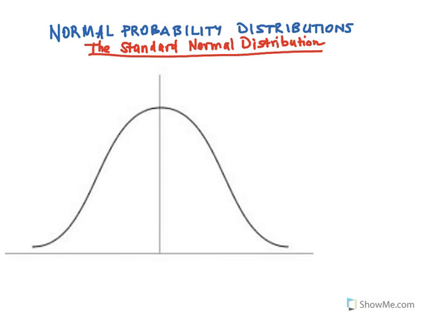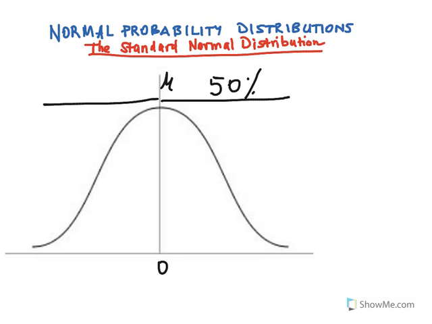Let's draw now the standard normal distribution according to the empirical rule. So we said that this is mu, and that is 0. One thing that we know about the normal distribution is that it is divided into two halves, 50% on each side, because the distribution is symmetrical.